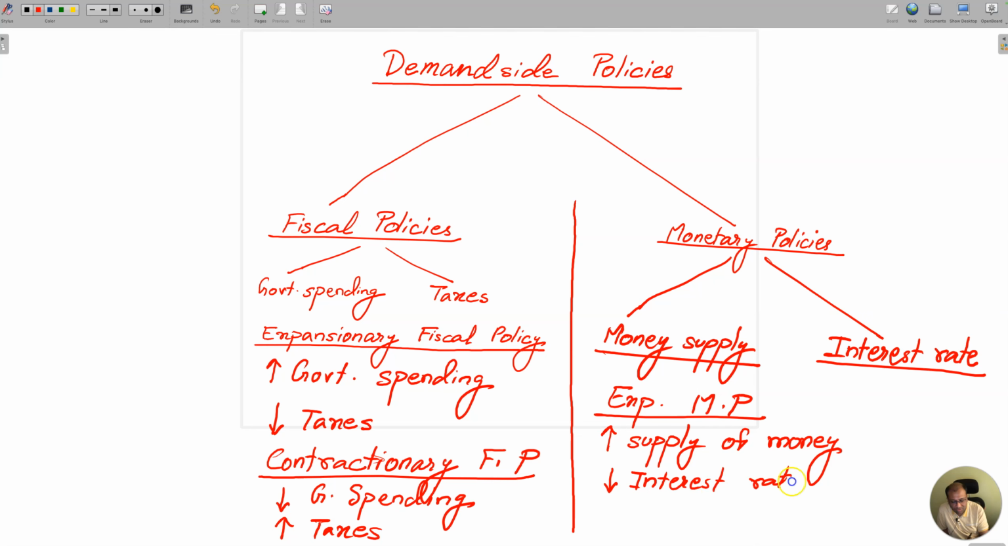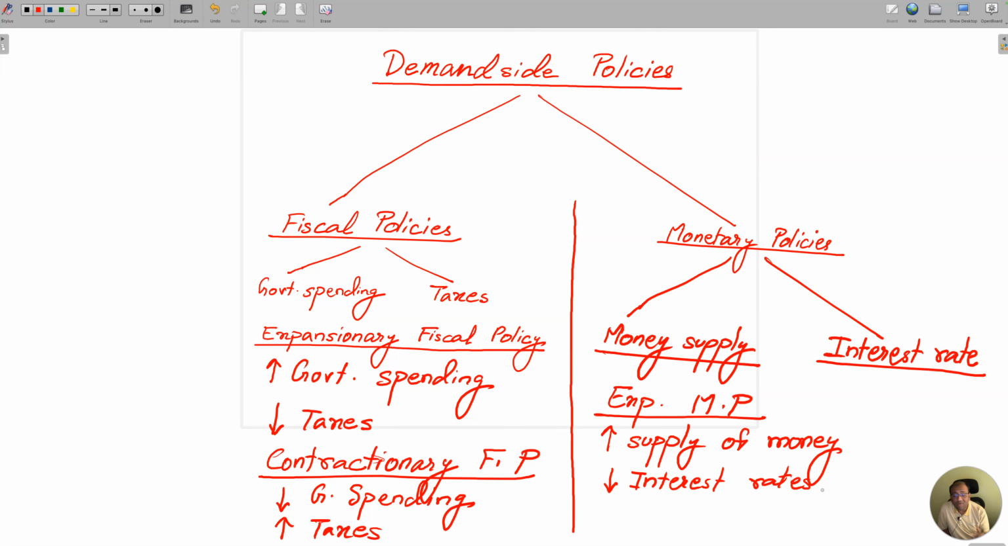Now, how does it work? Try to understand. When the supply of money increases, that means the central bank decides to print more currency notes and circulate them in the market. Obviously, there would be more people having a greater amount of money in their wallet, and obviously they would have a natural propensity to spend because now their wallet is full of money, correct? And that in turn would lead to an increase in aggregate demand.